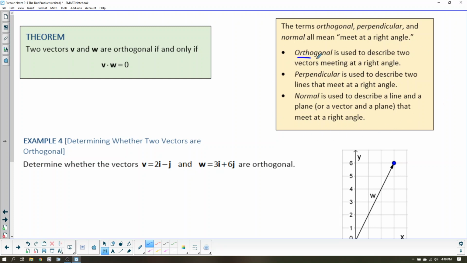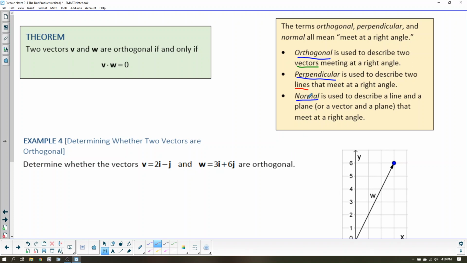All right, this little table here is just describing what I was saying before. The words orthogonal, perpendicular, and normal all refer to meeting at 90-degree angles, but they're typically used for different objects. When we say something is orthogonal, we typically mean two vectors. When we say two things are perpendicular, we typically mean lines or segments. And normal is usually a combination.